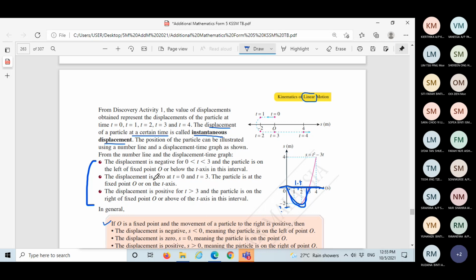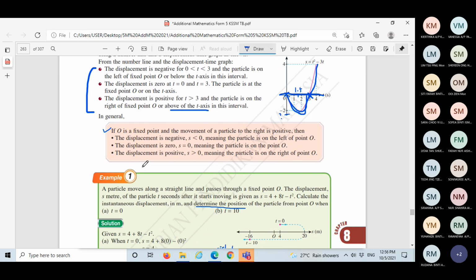Second dot, the displacement is 0 at t equals 0 and t equals 3. The particle is at the fixed point O, or on the t-axis, so this point and this point. The third dot, the displacement is positive for t greater than 3. So t greater than 3, this part, positive, or above the t-axis.